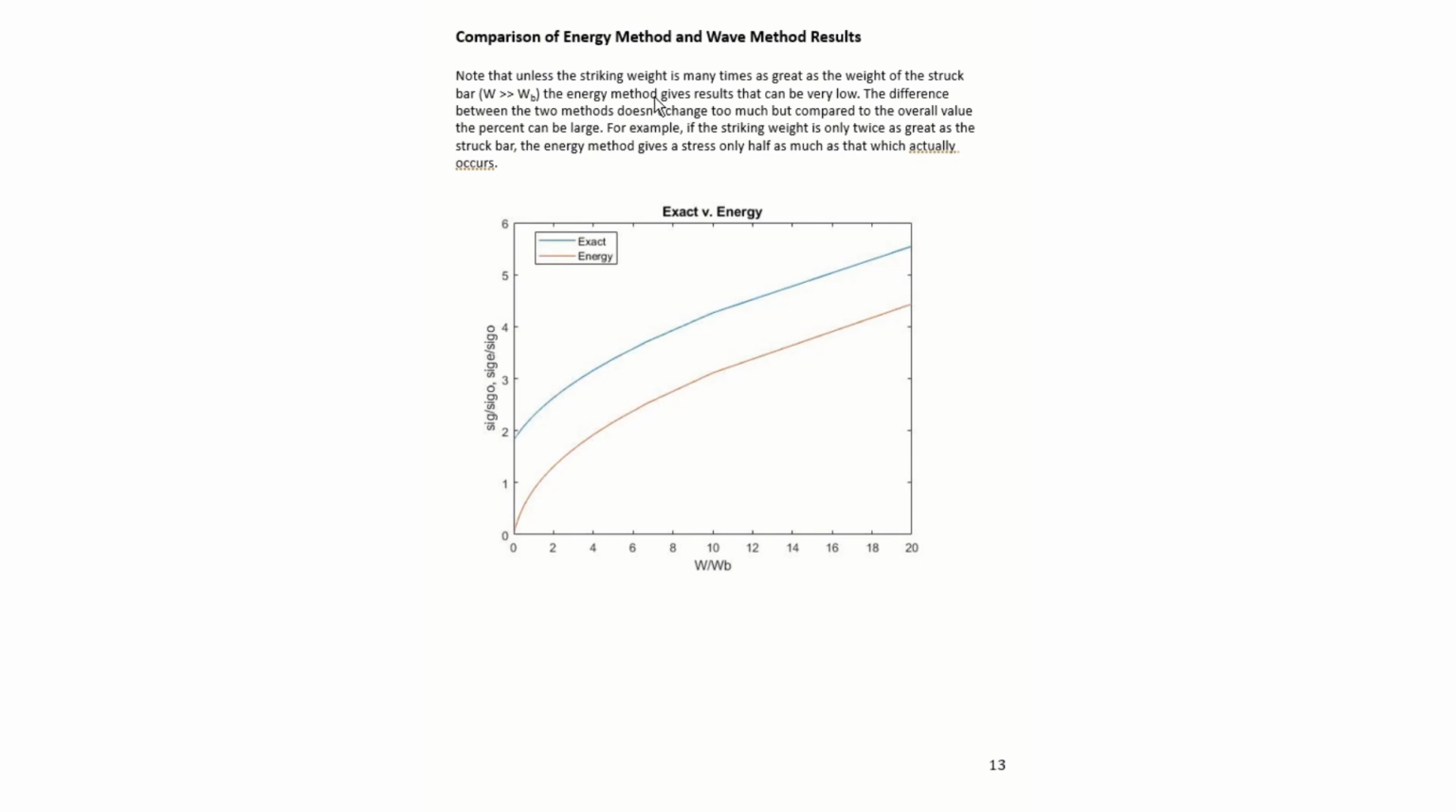But if the weight of the striking mass is smaller, then the reverse will also happen. So you need to be really careful with systems where, unless the striking weight is many times greater than the weight of the bar, the energy method can be really low. So be careful with that when you're considering using the exact versus the energy-based approaches.